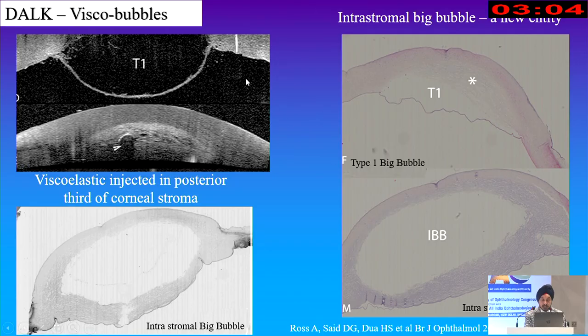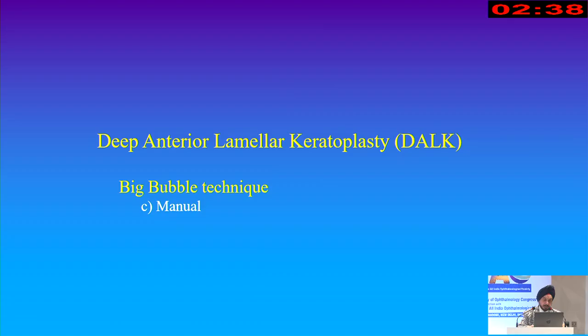If you are really deep, then you can get a type 1 bubble, but it's extremely unlikely to get a type 2 bubble, which means viscoelastic accumulating anterior to the Descemet's membrane with viscodissection. So you will get a type 1 or an intrastromal bubble, and you can see the amount of stroma left behind. On the table, it may look like a type 1, and you may end up with a lot of thickness and irregularity in the depth.